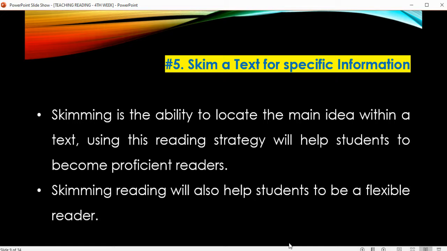Skimming will also help students to be flexible readers, because they are going to have different assumptions about the text. So they are going to adapt their strategies and their knowledge about a topic that they are reading.